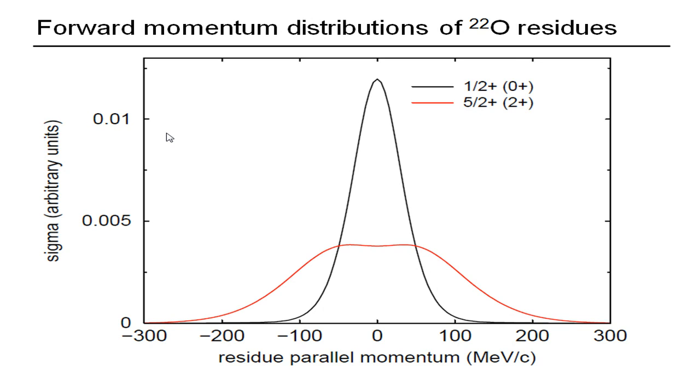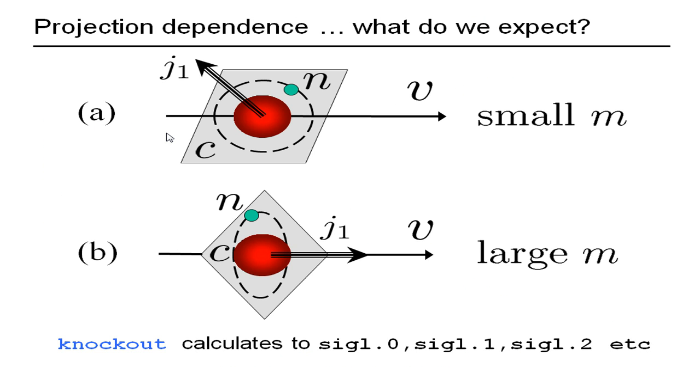These are predictions about what you should measure if you go away and measure oxygen-23 neutron removal at 72 MeV per nucleon on a carbon-12 target. Okay, so I'm going to skip this, but you can look at this yourself. There is sensitivity in the momentum distributions to the projection of the angular momentum of the orbital.